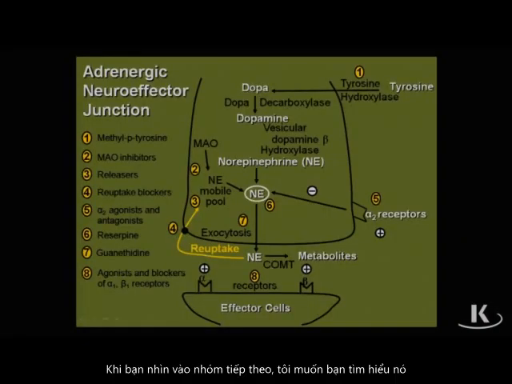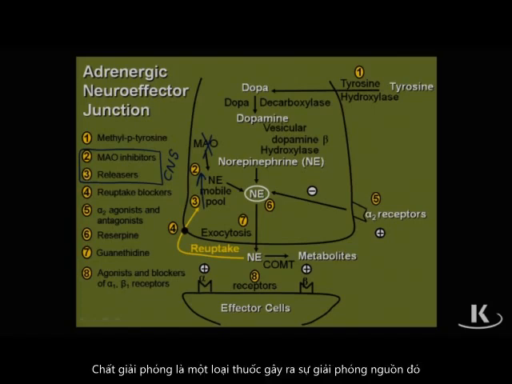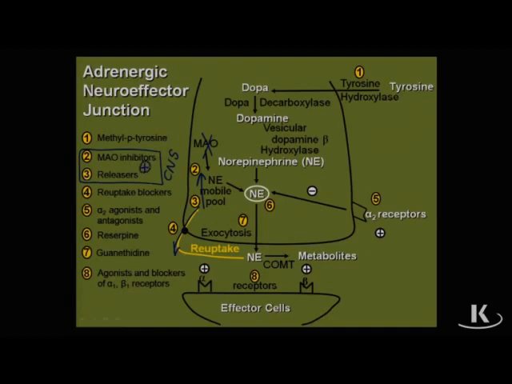How about the next group? As you look at the next group, I want you to learn it in conjunction with the number 3 drugs. Always think of MAO inhibitors as being relevant with releasers. This is a section we'll cover in the central nervous system, but here we see the site of action. An MAO inhibitor would inhibit the enzyme MAO, therefore increase the norepinephrine mobile pool. A releaser is a drug that causes the release of that pool.